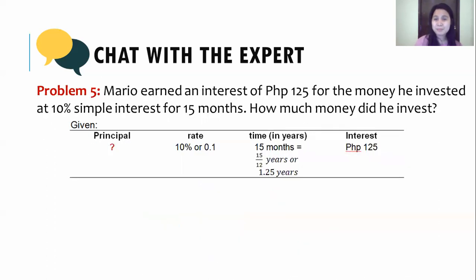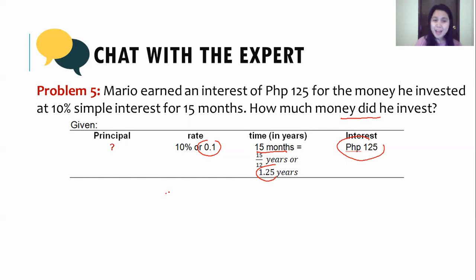The next problem. Mario earned an interest of 125 pesos. That's the interest. For the money he invested at 10% simple interest, it's 0.1, I mean, for 15 months. Convert the months to years. That will be 1.25 years. 15 divided by 12 months. How much money did he invest? We're looking for the principal.